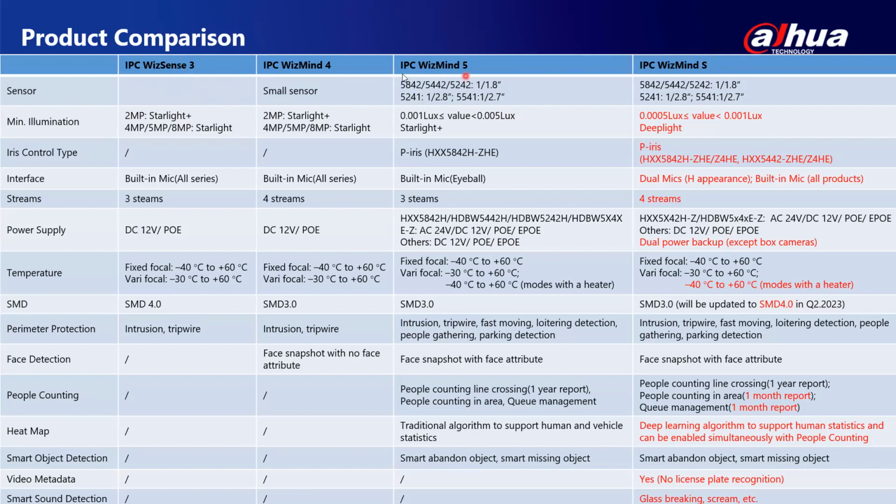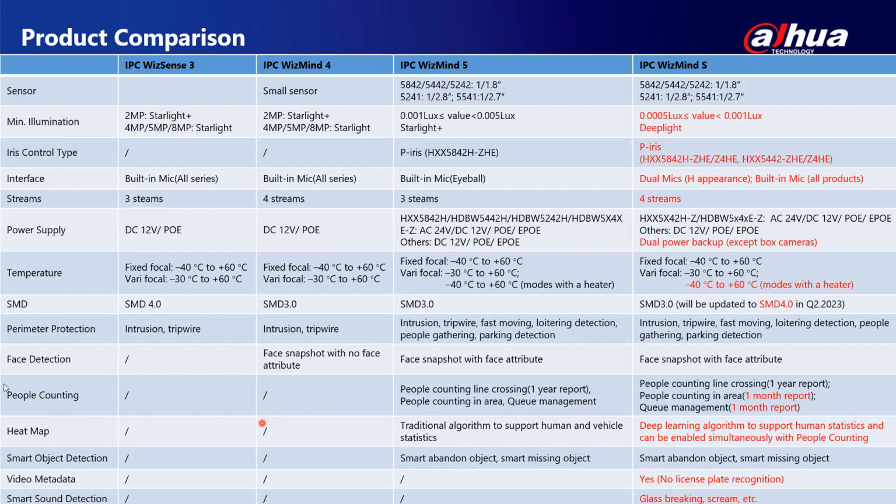So in this case, you can take a look at the comparisons based on the sensors, the minimal illumination, the iris, the interfaces, the different streams supported by the cameras, the power supplies, the temperatures where the product can work well. It's the smart motion detection levels. We have perimeter protection, face detection abilities, people counting functions, heat map functions, the smart object detection functions, then the video metadata and the sound detection functions.